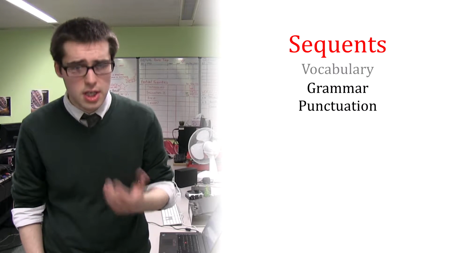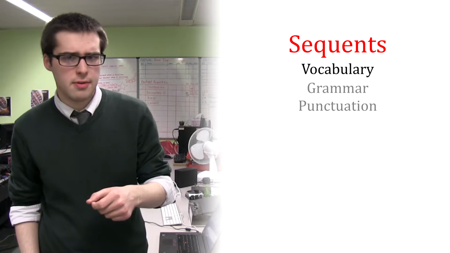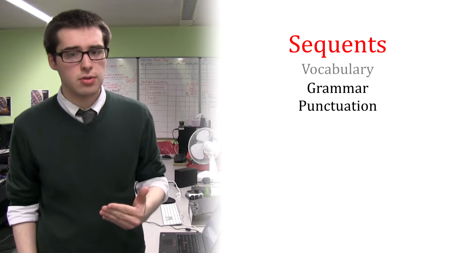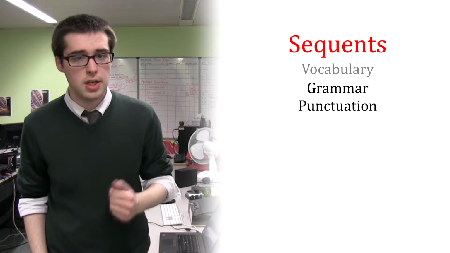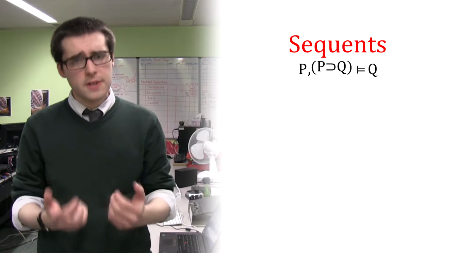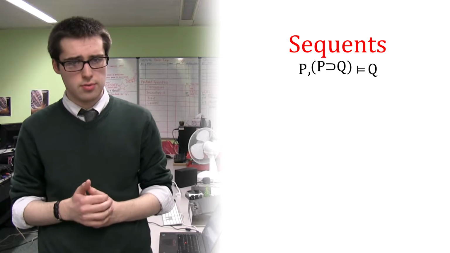Now that we understand the grammar and the punctuation of well-formed formulas, we must understand the grammar and punctuation rules of sequents. The vocabulary of sequents is similar to the vocabulary of formulas, but there are some additional grammar and punctuation rules for sequents. Here is an example of a sequent to help us visualize these grammar and punctuation rules.